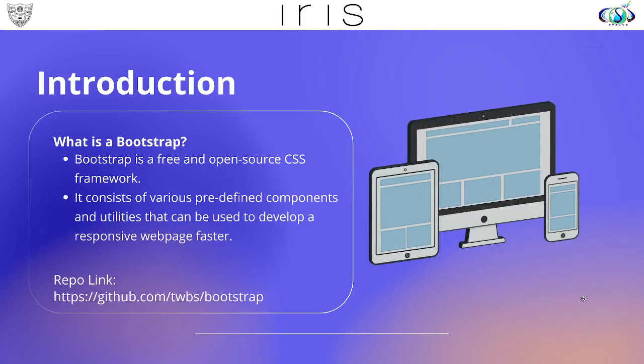To begin, Bootstrap is an open source framework for CSS. It has predefined components and utilities that we can use to develop a responsive web page faster. Basically, it saves us the hassle of defining minute parameters for HTML elements such as divs, tables, and buttons. Since this is an open source thing, I have put up their GitHub repository link over here. If you want, you may visit the website and check it out yourself.